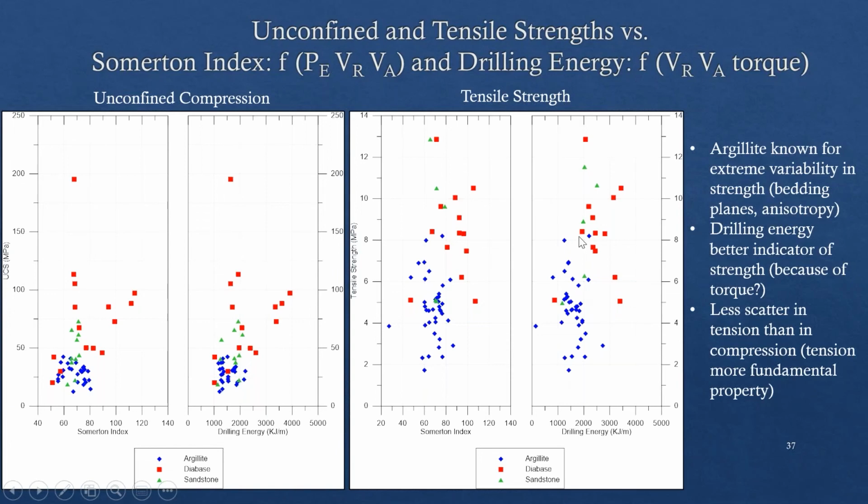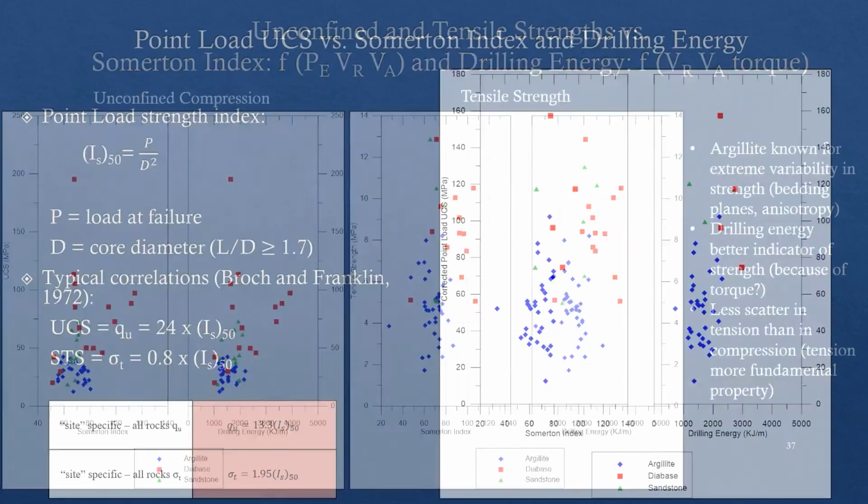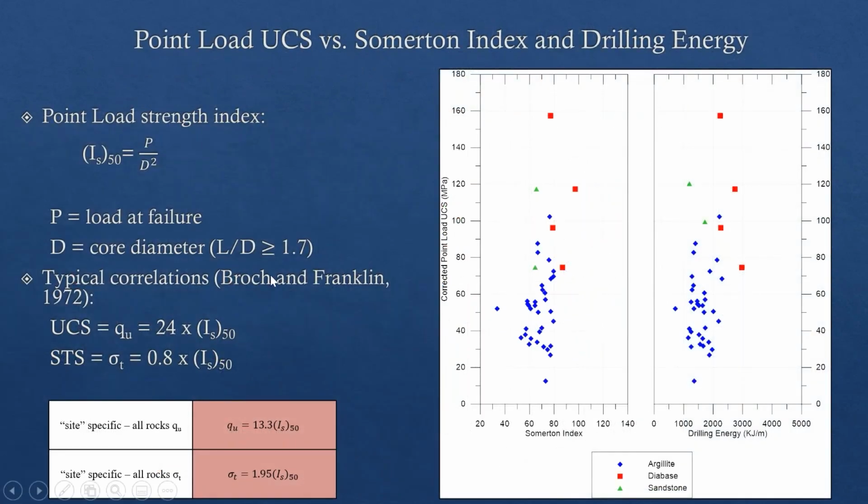And we can see there's a little bit of a trend with the drilling energy and the tensile strength being more of a fundamental property. It's not so much affected by the type of test. Of course, if I did this in a log scale, it probably would look better, but I just tried to do it so you could actually see the data in there.